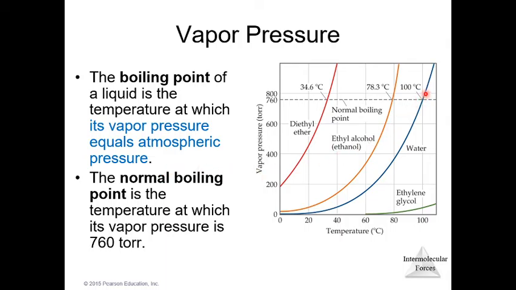Okay, so as you go up in altitude, your pressure goes down and the vapor pressure drops. That means water doesn't boil as hot and you need to follow those high altitude directions for your brownies. So as pressure goes down, your boiling point goes down. If I'm at 1 atmosphere, 760 torr, that's called your normal boiling point. Here's water, here's ethanol, here's diethyl ether, here's ethylene glycol down here in green. He's very sticky. He's got high intermolecular forces.